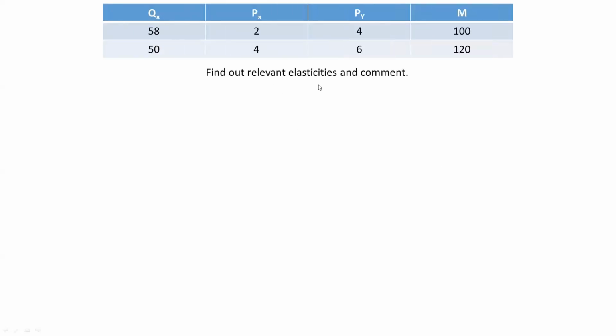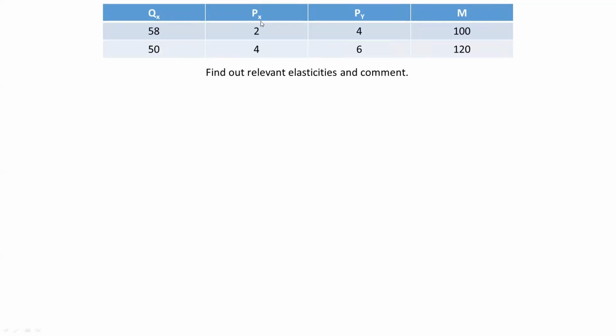In this table, QX stands for quantity demanded for X, PX stands for price of X, which is the own price of commodity X. When we consider the change in quantity demanded for X due to the change in price of X, we get own price elasticity of demand.